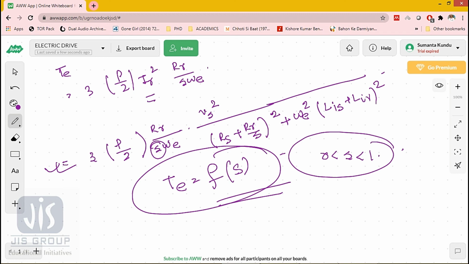This zone is called the plugging zone, and the range is 1 less than S less than 2.